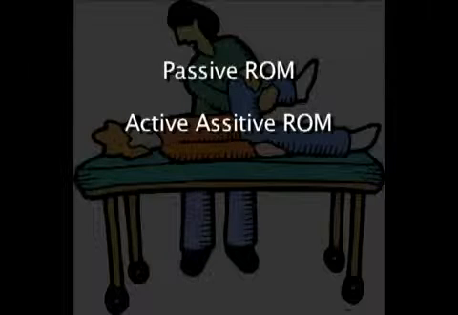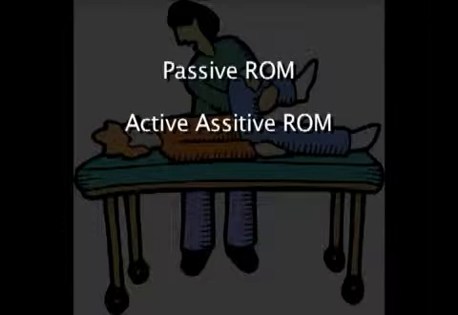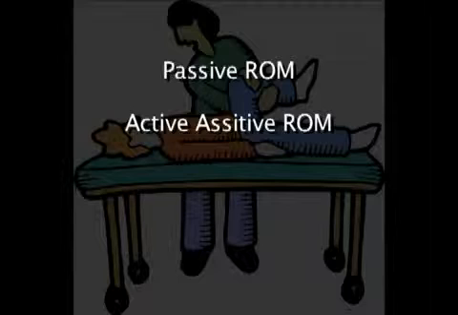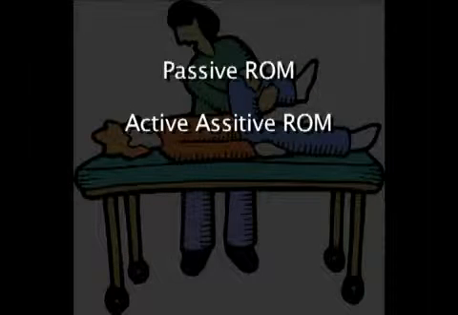Active assistive range of motion is a type of active range of motion in which assistance is provided by an outside force because the prime mover muscles need assistance to complete the motion.